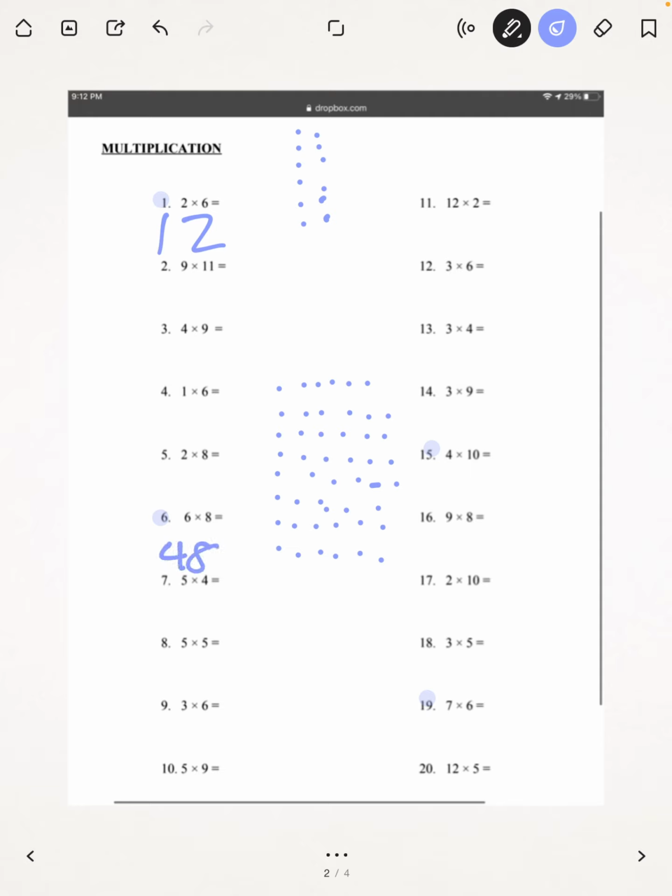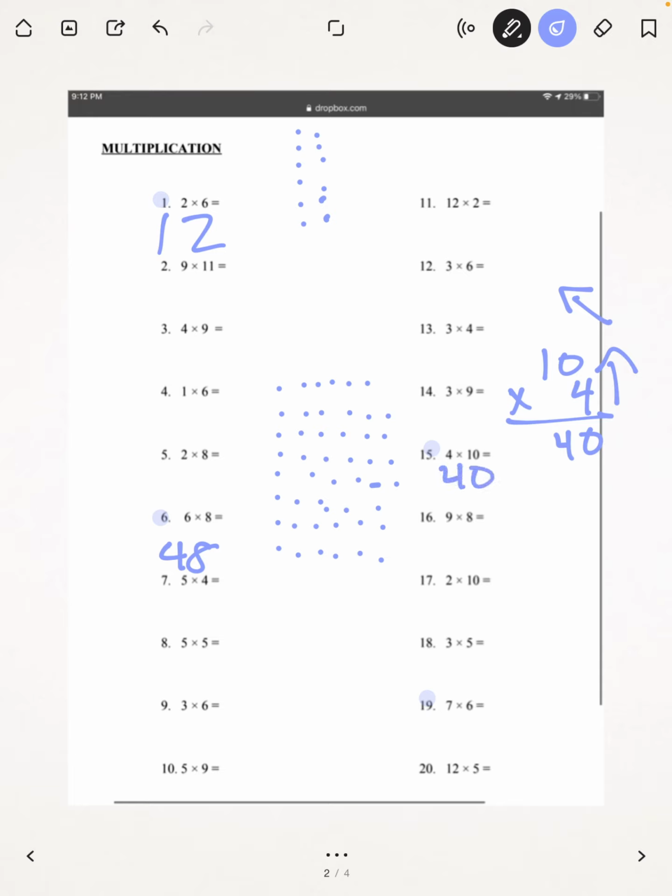10 times 4. It's just 10 times 4. You multiply up, and then you multiply to the left. So, 4 times 0 equals 0. Any number you multiply by 0 is always going to be 0. And then 4 times 1 equals 4. And basically, anything times 1 equals that number. So this one would be 40.